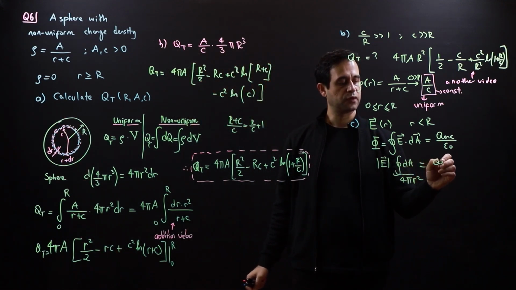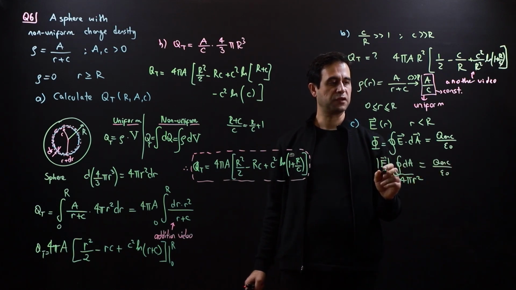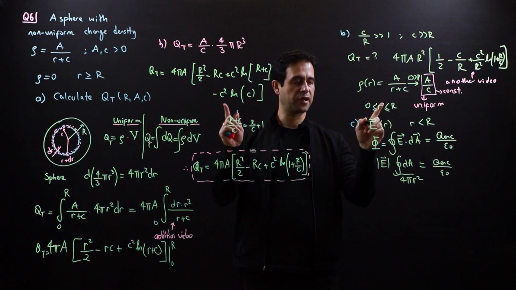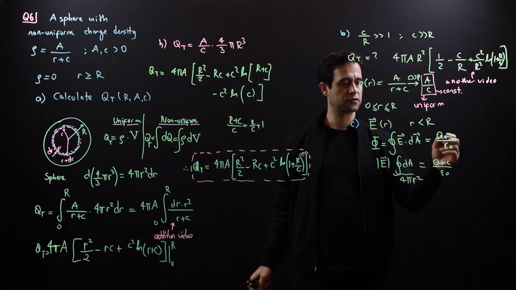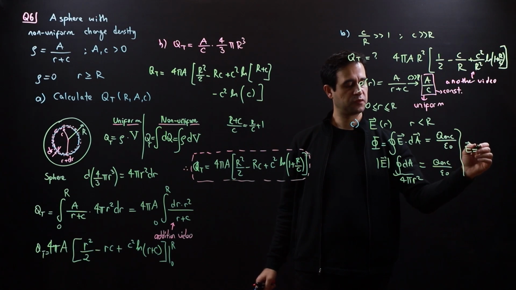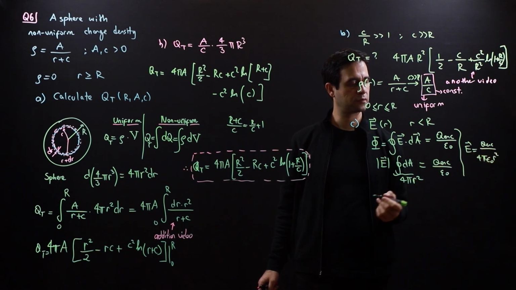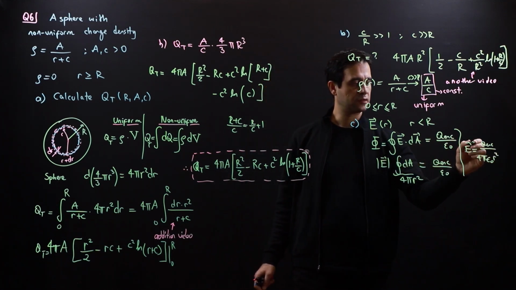And that's equal to Q enclosed divided by epsilon 0. And therefore, the magnitude of E, and the direction is radial direction, radially outward, because it's positively charged. So doing that, E becomes Q enclosed divided by 4 pi epsilon 0 times r squared. And the direction is r hat.